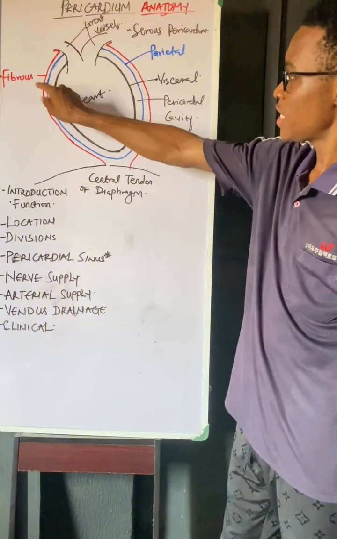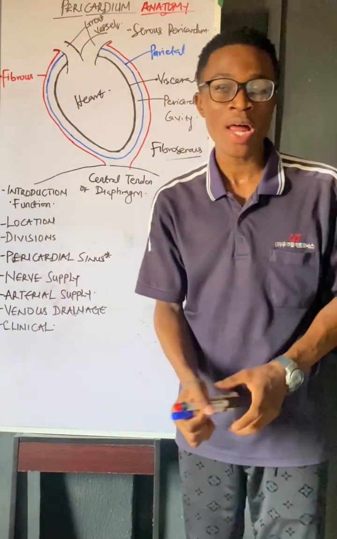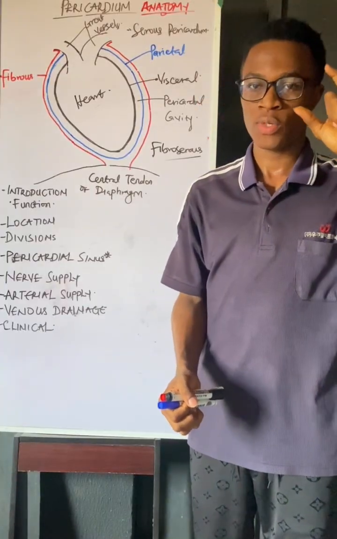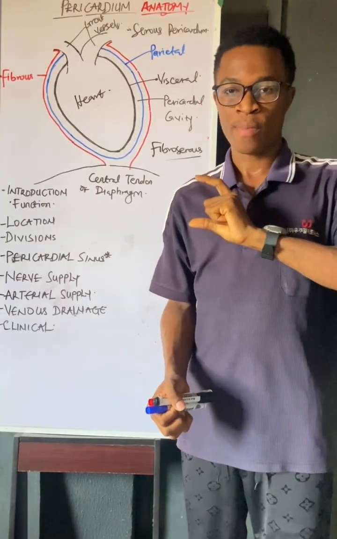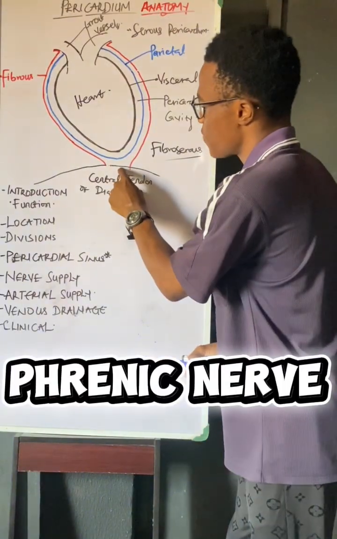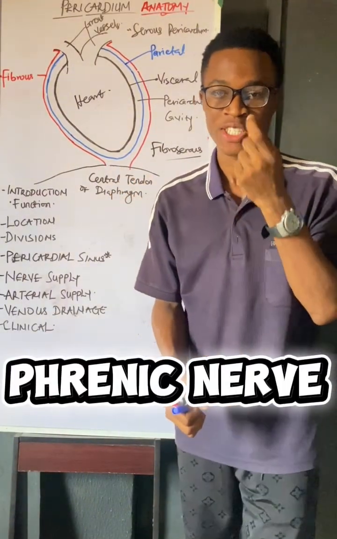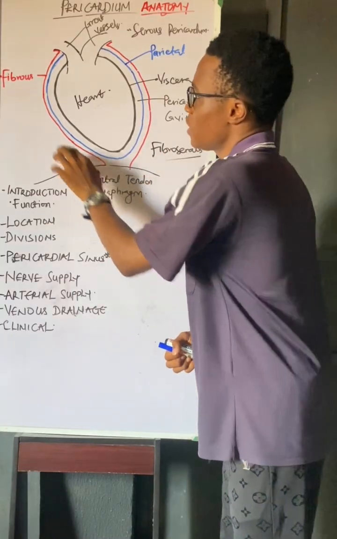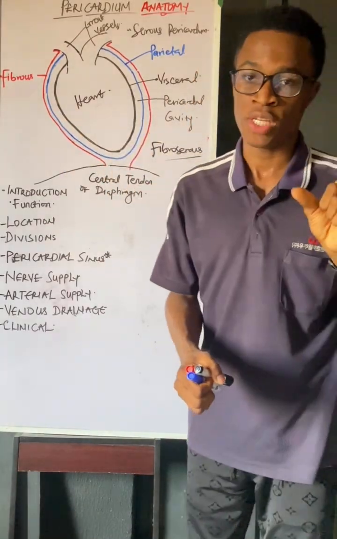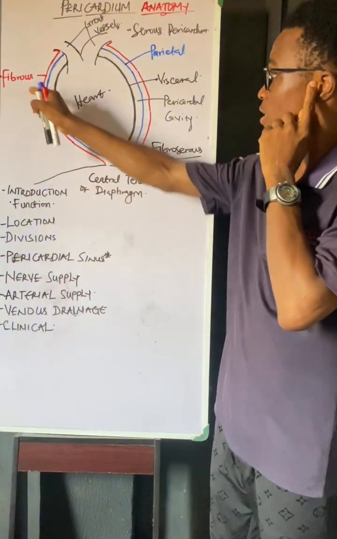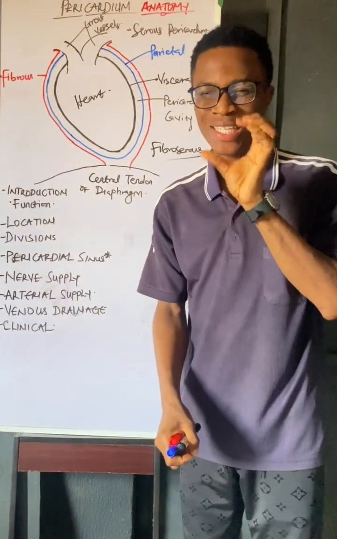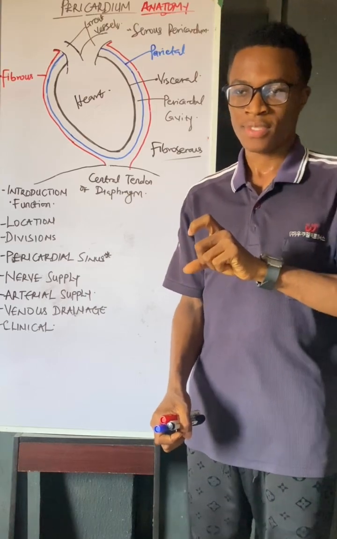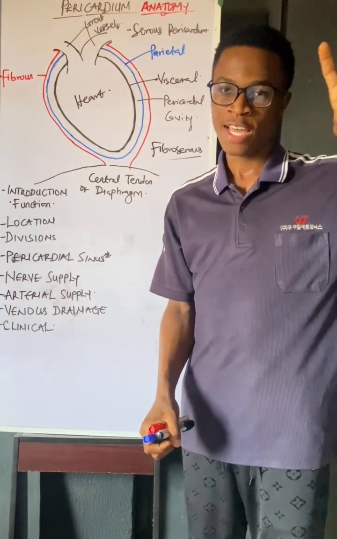Then this fibrous pericardium is actually sensitive to pain because its innervation is coming from one nerve that supplies the diaphragm. Which nerve? The phrenic nerve. Anything related to the diaphragm is referred to as what? Phrenic. So because it is supplied by the phrenic nerve, it is sensitive to pain. Then it is this part of the pericardium that can inflame in a condition referred to as pericarditis, in which they say that one Nigerian president died of it.